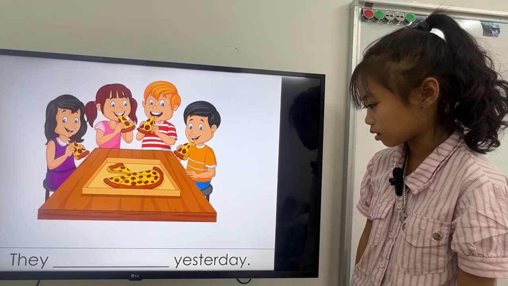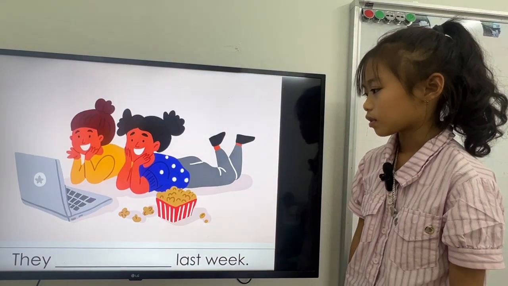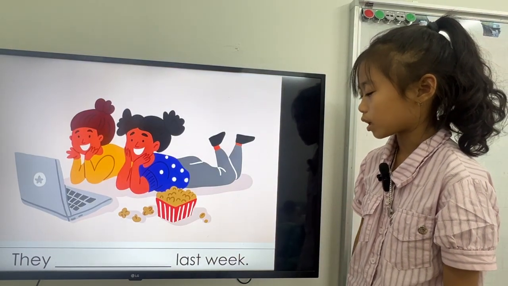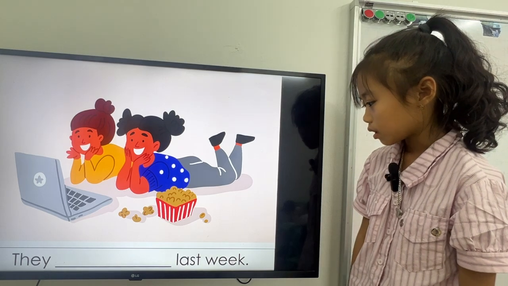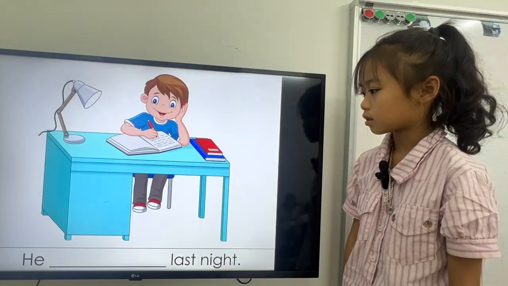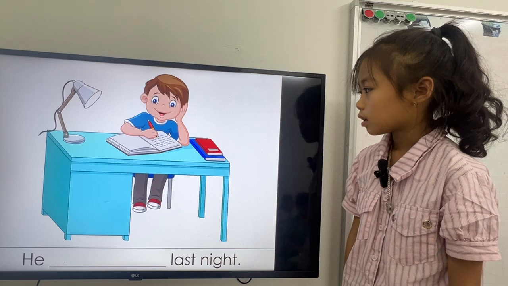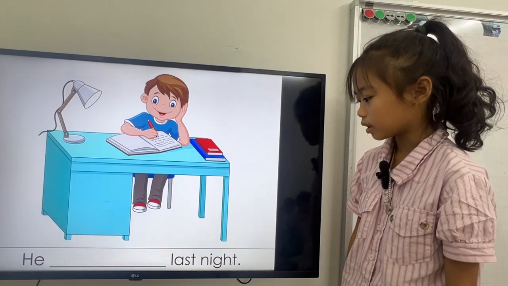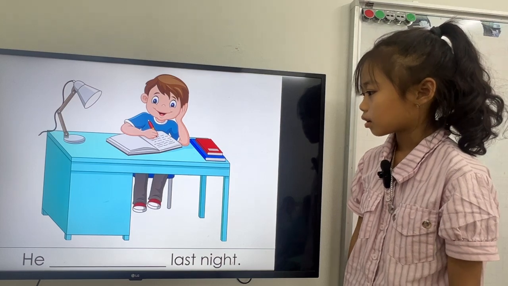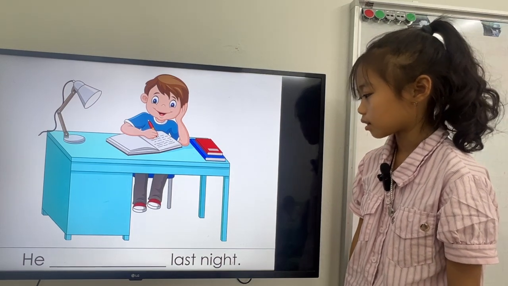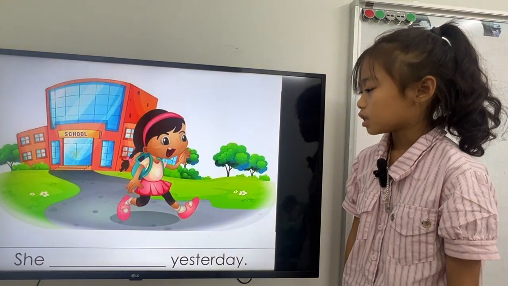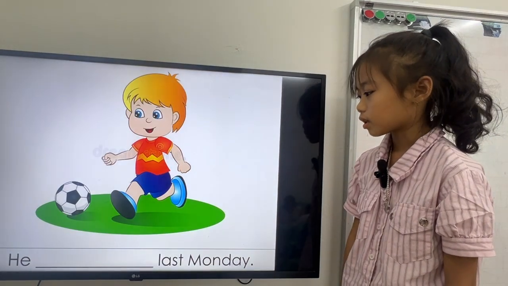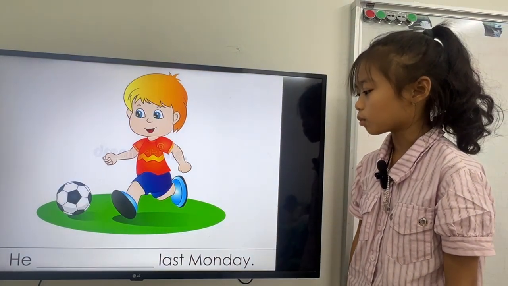They ate pizza yesterday. They were a lot of lovers. That's me. Next one. He did his homework last night. She walked to school yesterday. He played football last Monday.